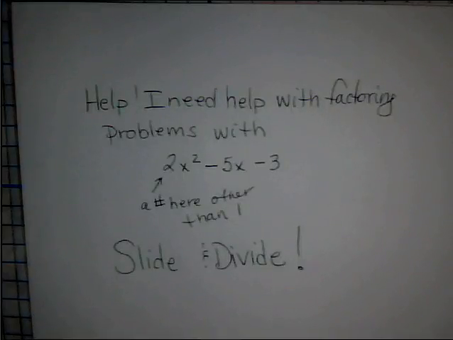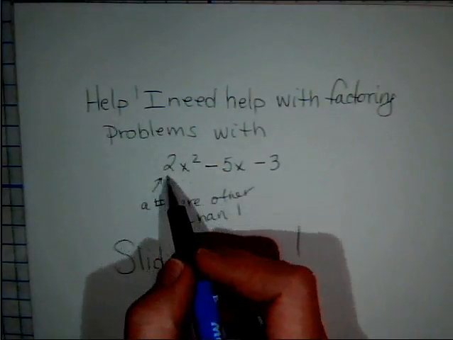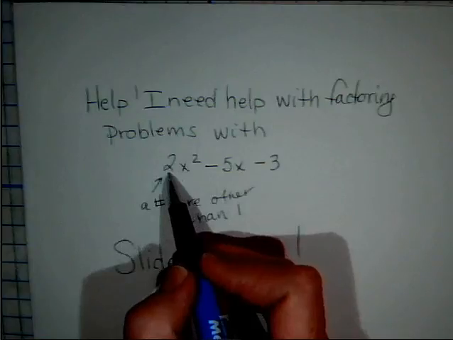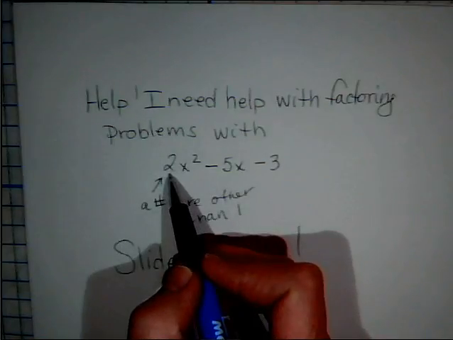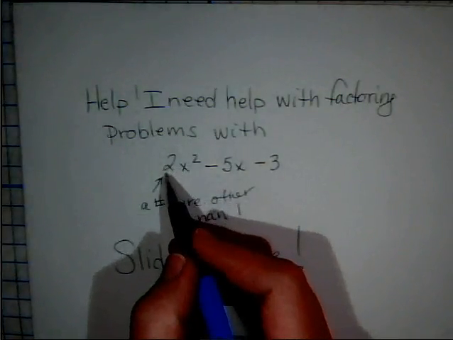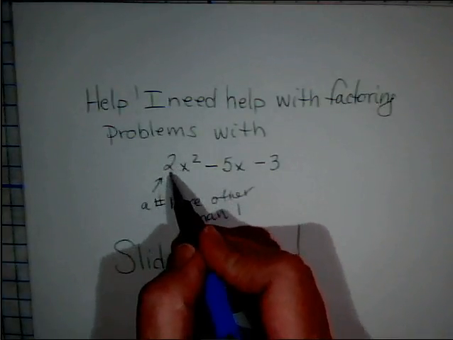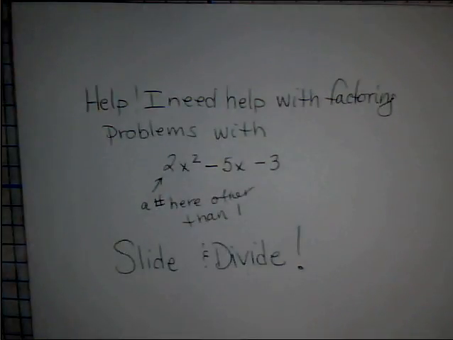We're going to learn a technique called slide and divide that will help you factor things that have an a not equal to 1. A lot of people struggle with finding all those different combinations and having them in their head, and this is a quick and easy way to do it without having to worry about things that have an a not equal to 1.